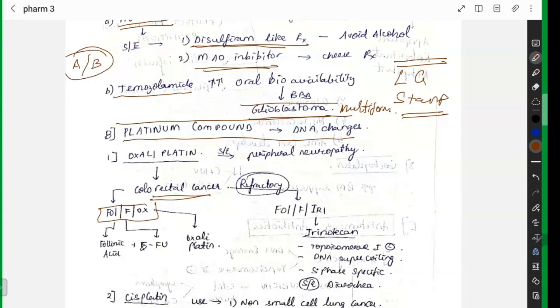Till now, we saw two regimens. What is the MOP regimen? Where will you use the MOP regimen? Can someone put it in the chat box? Come on, guys, be active. MOPP regimen, where will you use it? Hodgkin's lymphoma, excellent. What is the regimen followed in non-Hodgkin's lymphoma?